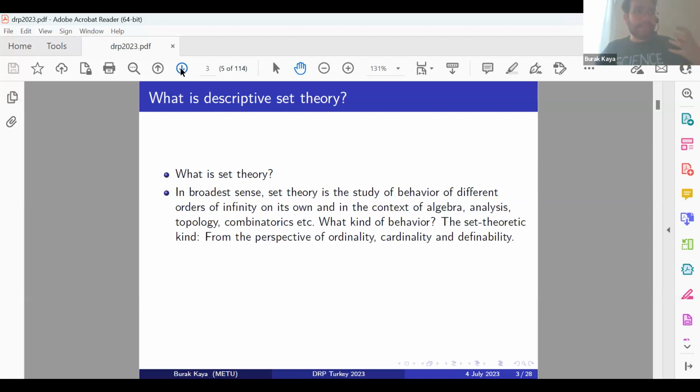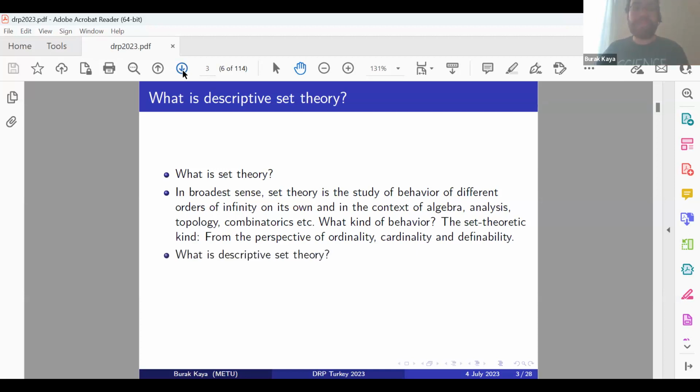I'm saying behavior of different orders of infinity. If you're a set theorist, you have a certain perspective. You try to understand the behavior of infinity from various perspectives. I'm just going to list three perspectives here: ordinality, cardinality, and definability. If you don't know what these words mean, it's fine. Ordinality is about orders, cardinality is about size, and definability is about, well, definability.